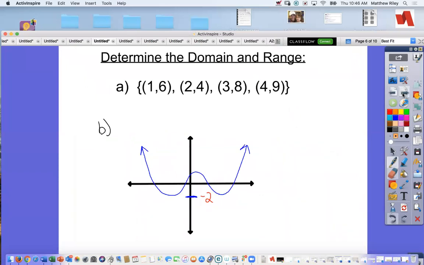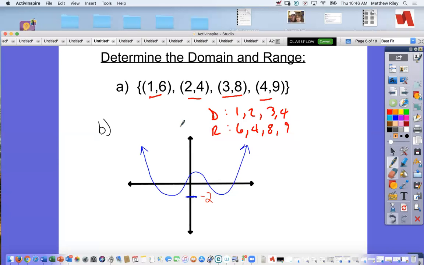Now, if I say determine the domain and the range, well, we already did this yesterday, but the domain is 1, 2, 3, and 4. If it's discrete like this, if they are set points, then my domain is just 1, 2, 3, 4. My range is just the y's, which would be 6, 4, 8, and 9. Any questions?